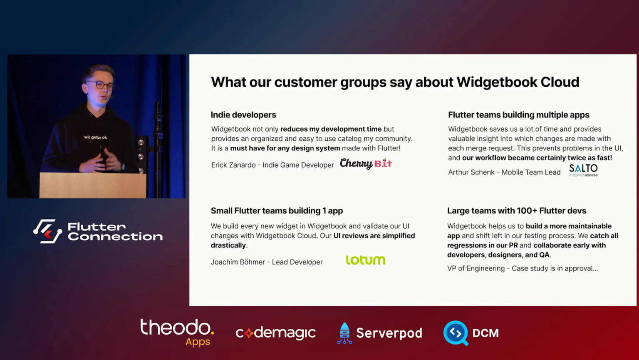We're also working together with one of the largest Flutter teams around the world. They have over 120 Flutter developers, over 50 UX people, and 30 QA people on Widgetbook, and it allowed them to build a more maintainable app. They are able to catch all their regressions early in the pull request, and they can also collaborate a lot earlier with their developers, designers, and QA.